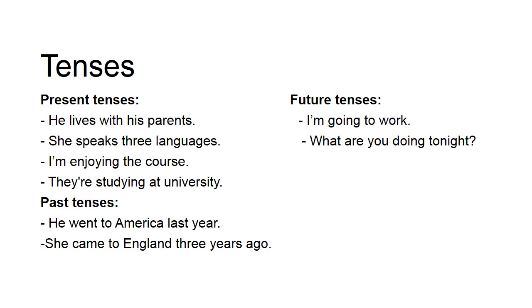Past tenses. Example for past tenses: he went to America last week, or we say last year, sorry. She came to England 3 years ago. And the other tenses are future tenses: I'm going to work. And the second sentence: what are you doing tonight?